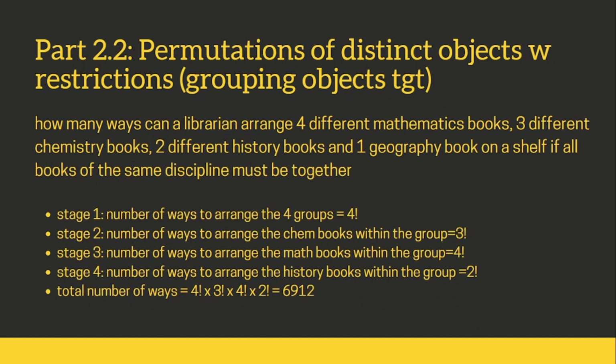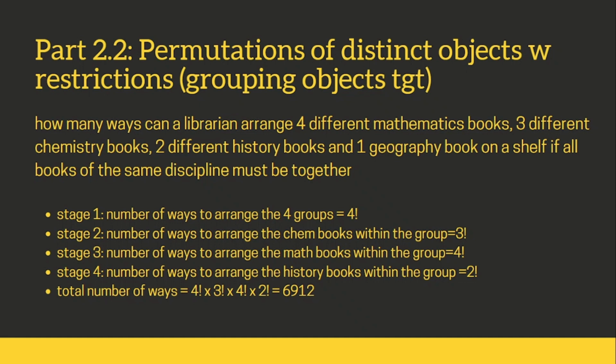So this is another question. How many ways can a librarian arrange the 4 different mathematics books, 3 different chemistry books, 2 different history books, and 1 geography book, if all books of the same discipline must be together? Unlike the previous question, where we had 8 units, now we group all the subjects into their own respective subjects. So you have math, chemistry, history, and geography. This means there are 4 units or 4 groups.